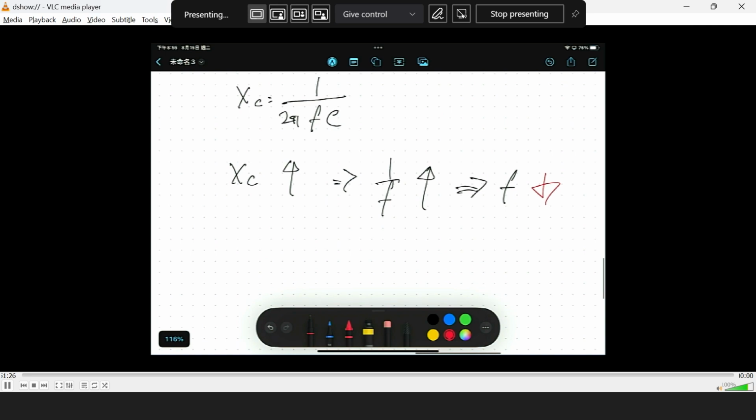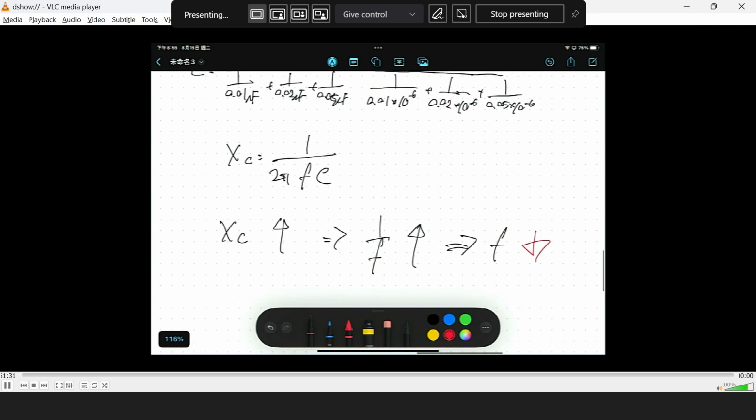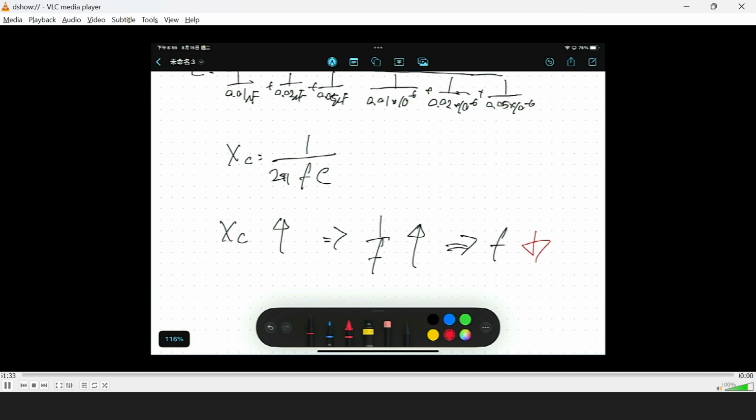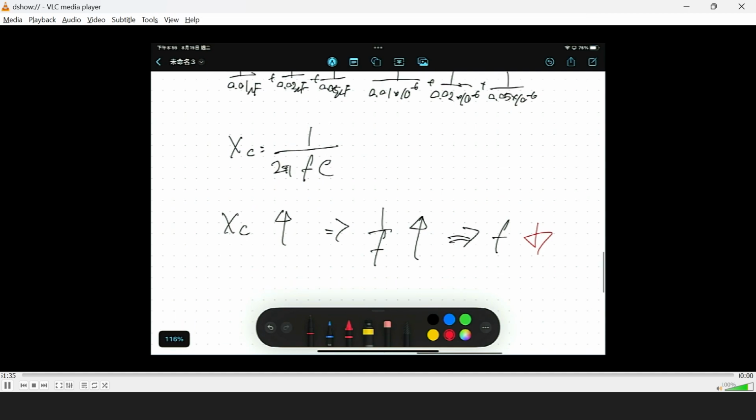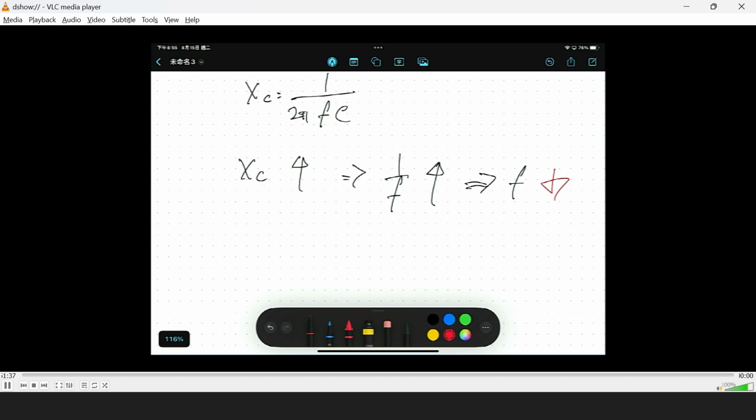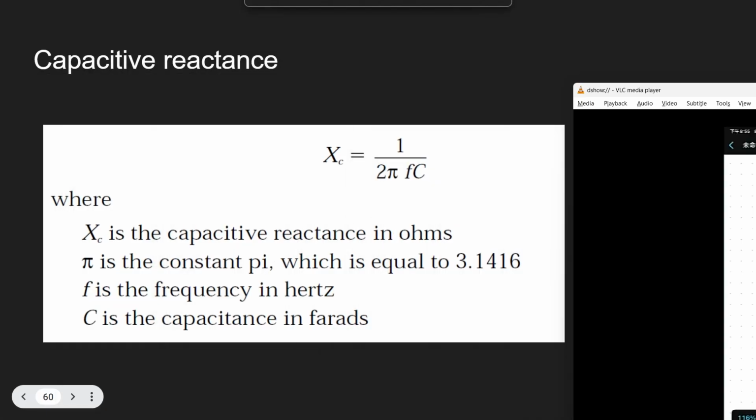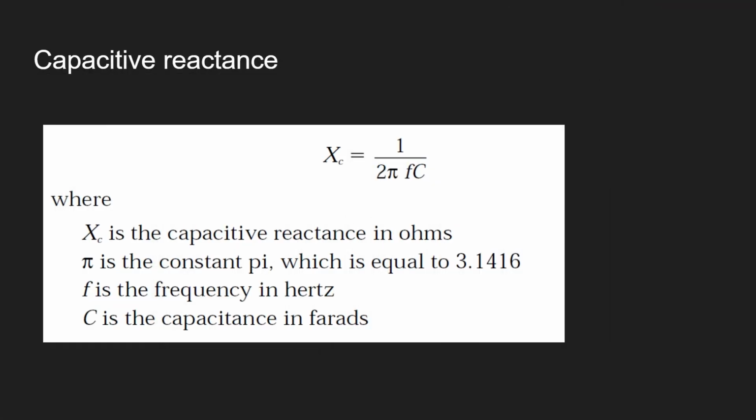That's why when we have a very low frequency, the reactance is very large. But in other words, if you have a very high frequency, the reactance is very small. Okay, which we have a formula to denote it.